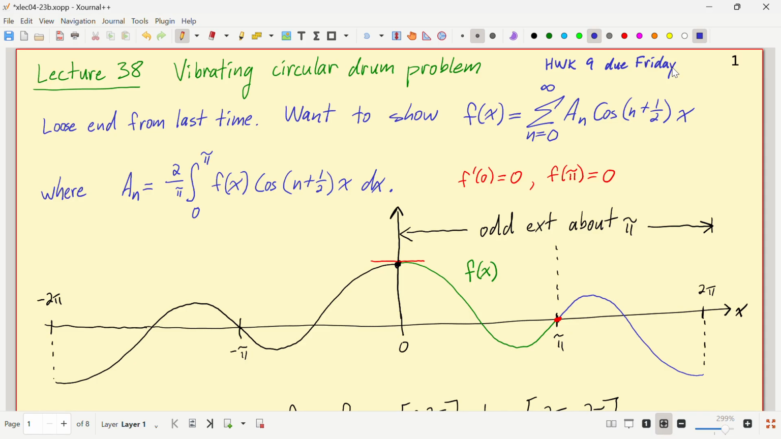And so if you think about the odd extension, if I go a little distance here to the left of pi, if I have a negative value, then to do the odd extension, I'd go to the right of pi and make that same distance. Those would be equal.